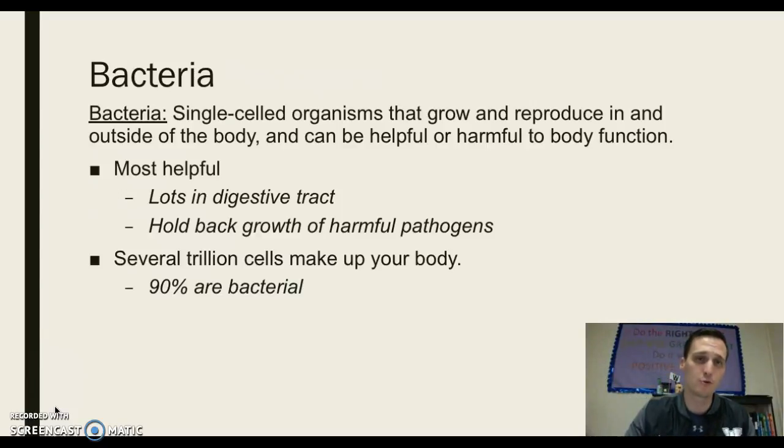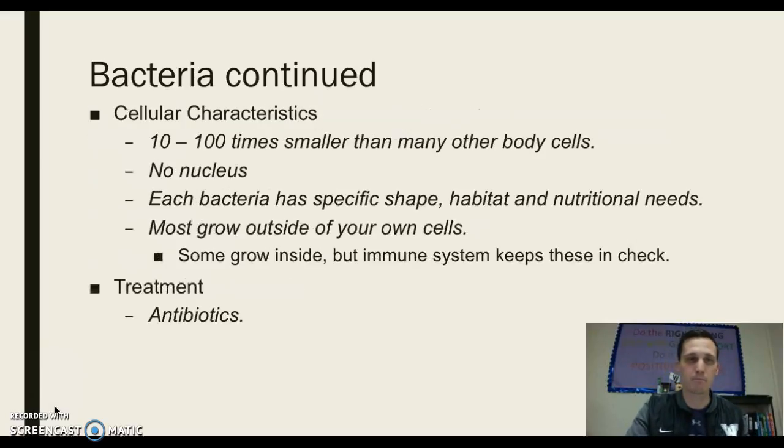There's several trillion cells that make up your body. 90% of those are bacterial cells. So we have a lot of bacteria in us and on us. But there's just a small portion of bacteria that actually cause diseases. So the cellular structure or characteristics of bacteria, they're 10 to 100 times smaller than other body cells.